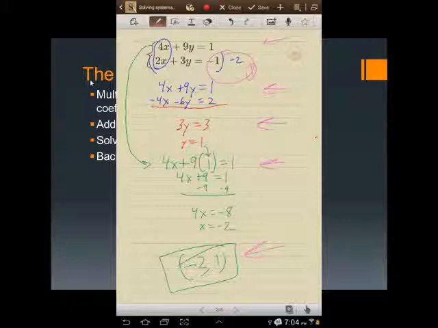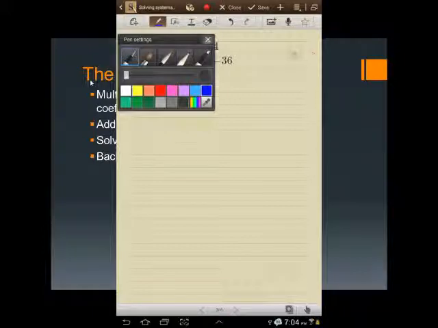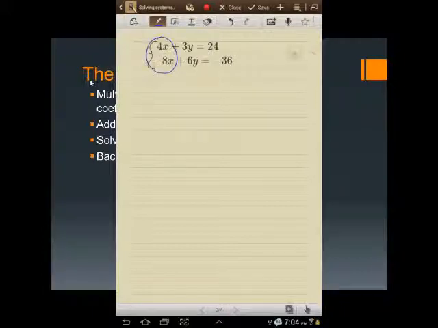Okay, next example. Well, again with this one, switch back to blue for step one. I think I'm going to eliminate my x's. I need to multiply that first equation by 2. So 2 times 4x is 8x. 2 times 3y is 6y. 24 times 2 is 48. I'm leaving the second equation alone.